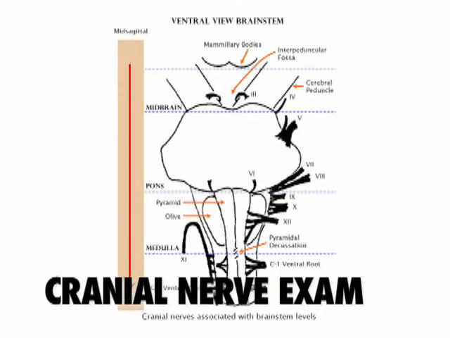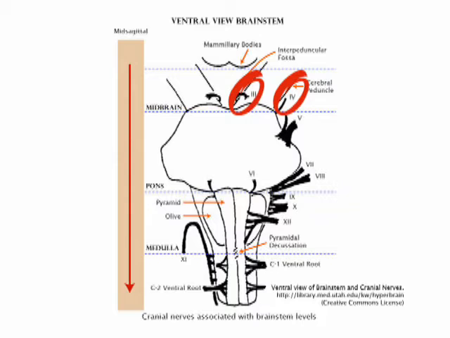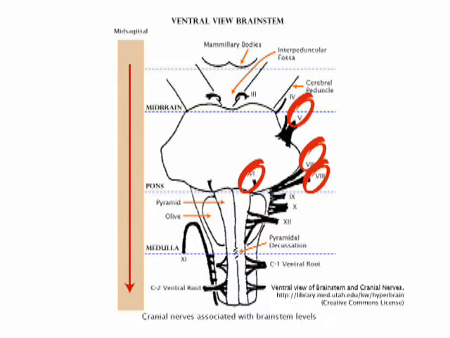Cranial nerve exam. Abnormalities of cranial nerves are often helpful in identifying problems in brainstem function. The three areas of the brainstem, the midbrain, the pons, and the medulla, each have corresponding cranial nerves originating from them. Cranial nerves 3 and 4 start at the midbrain, 5 through 8 in the pons, and 9 to 12 in the medulla. Cranial nerves 1 and 2 start in the cortex.